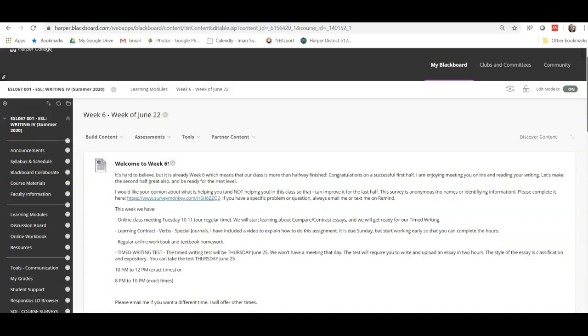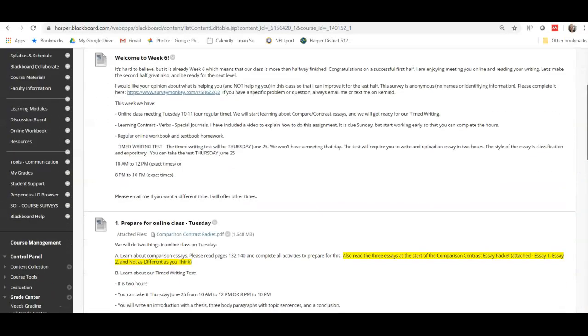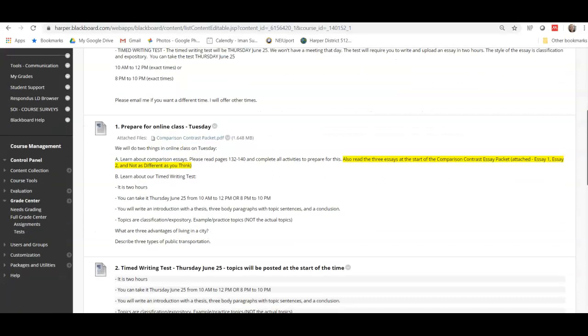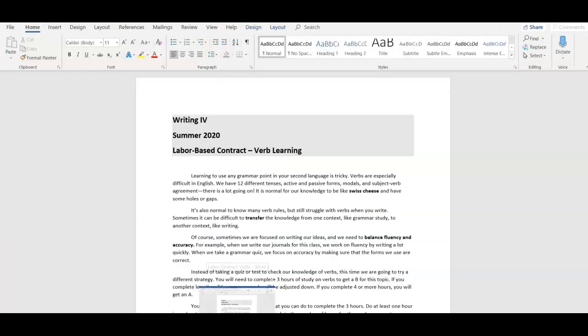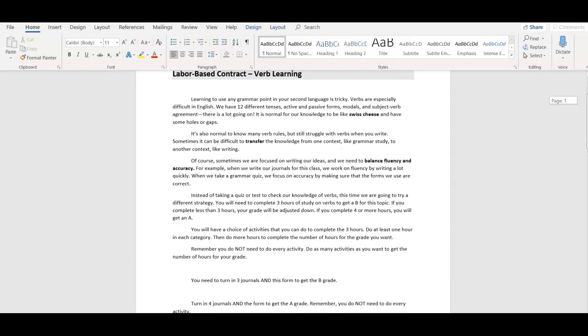Hello, today I'm going to explain how to do the learning contract for verbs, which is a new style of assignment that we have that's part of our journals for week six. In the week six folder number three, you will see journals, verbs learning contract due Sunday, June 28. This is a little bit different from your regular journals. This document is attached and it explains some of the reasons why we are doing this learning contract.